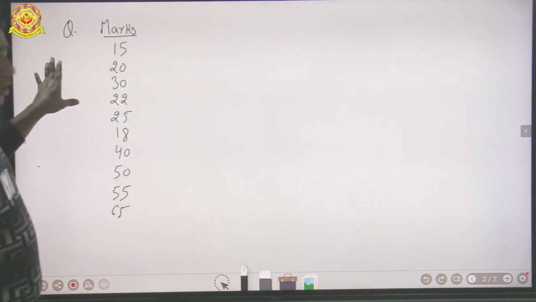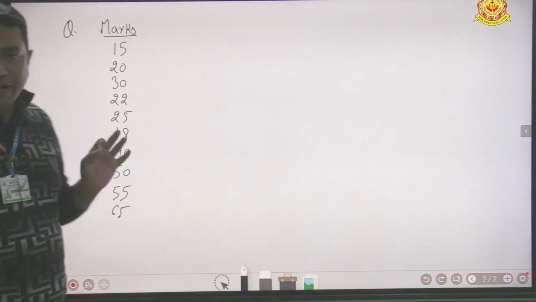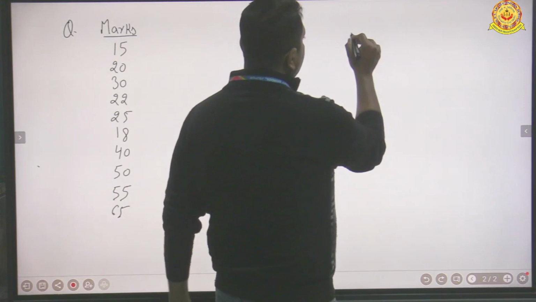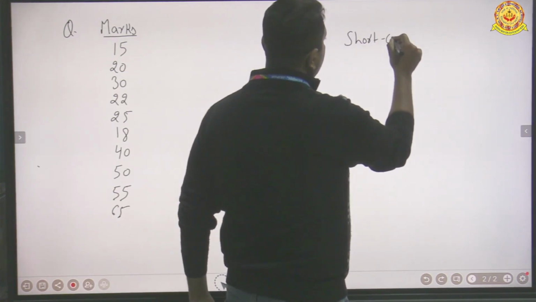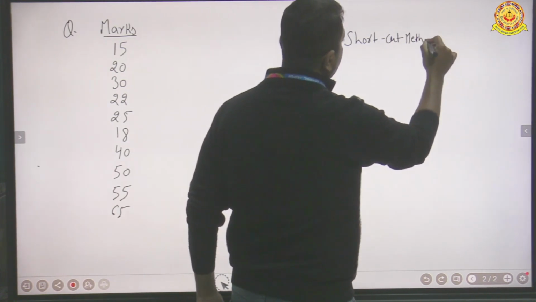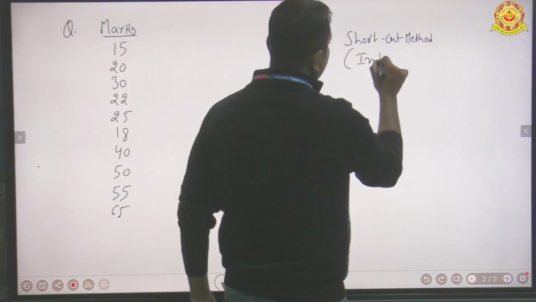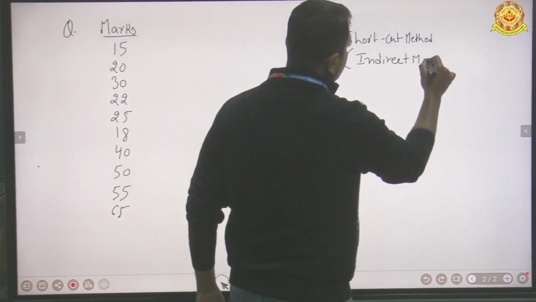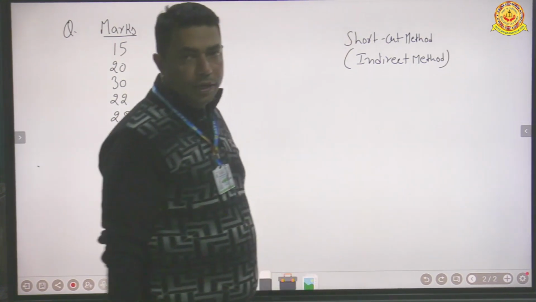Now if you want to solve the same question by using the shortcut method. The first method we used was the direct method. Now the next method is the shortcut method. This is also known as the indirect method.